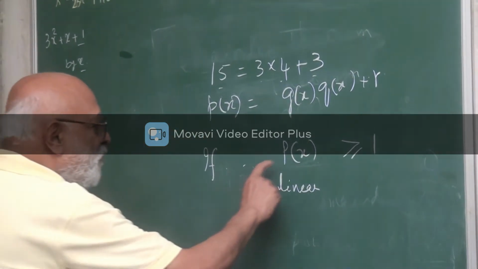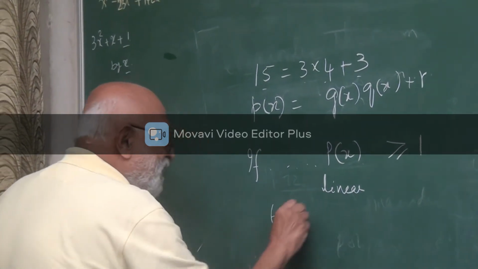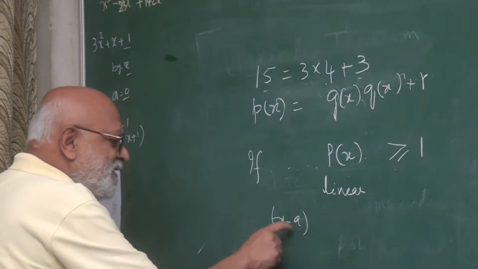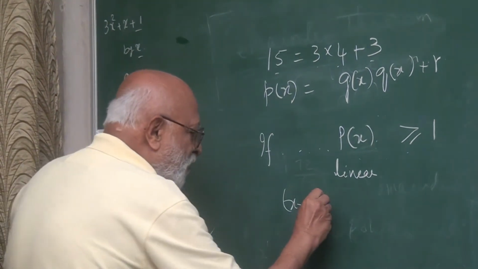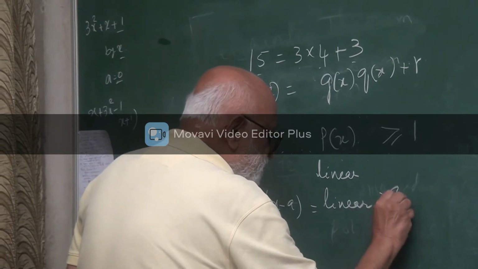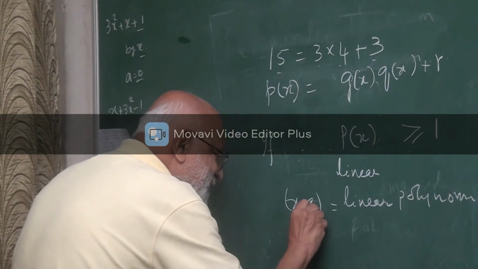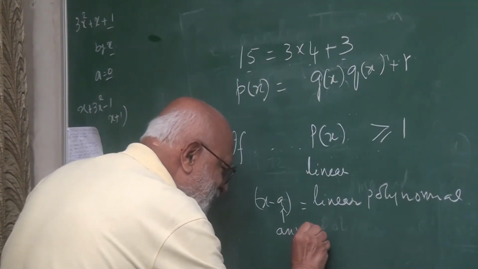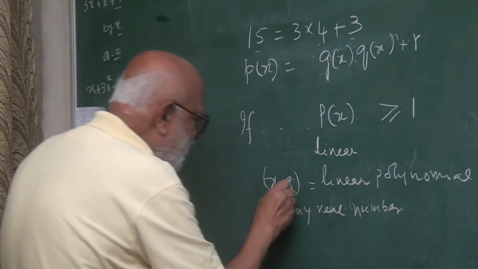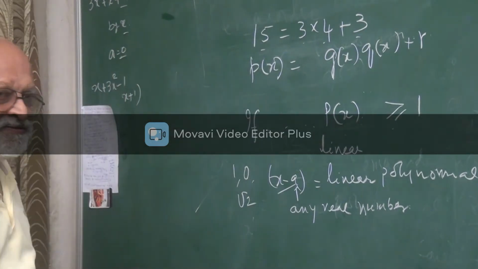If this polynomial, linear or any other of higher order, is being divided by another linear polynomial, x minus a, and a is any real number, what does it mean? a can be 1, a can be 0, a can be root 2, a can be anything.